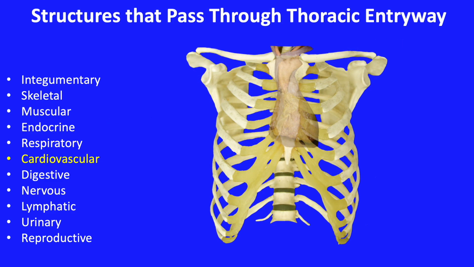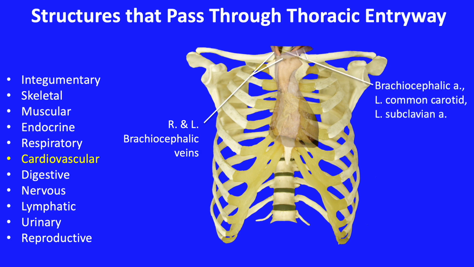Components that form the cardiovascular system that pass through the thoracic entryway include the right and left brachiocephalic veins, as well as the main vessels exiting from the aorta, the brachiocephalic artery, the left common carotid, and the left subclavian artery.